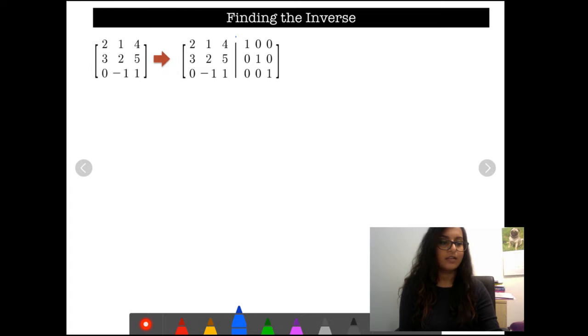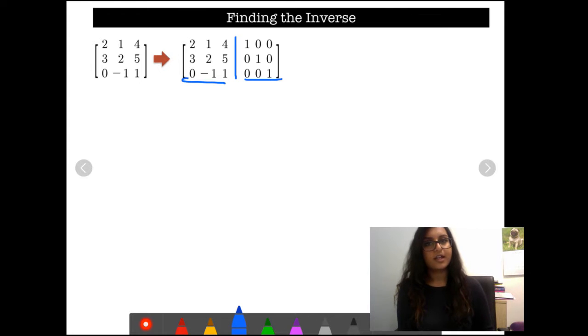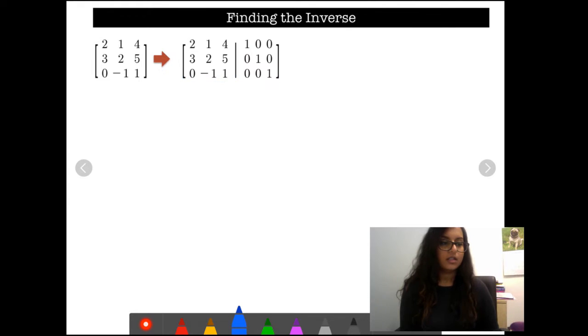It has this line right here, and on the left side it's going to have the original matrix, and on the right side it's going to have the identity matrix, which is basically ones down the diagonal and then zeros everywhere else. So when trying to invert the matrix, what we want to do is make the left side look like the identity matrix. So whatever's on the right side will end up being the inverse.